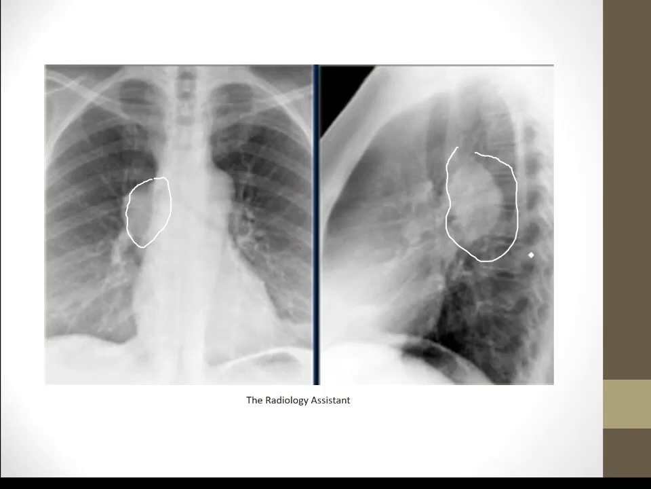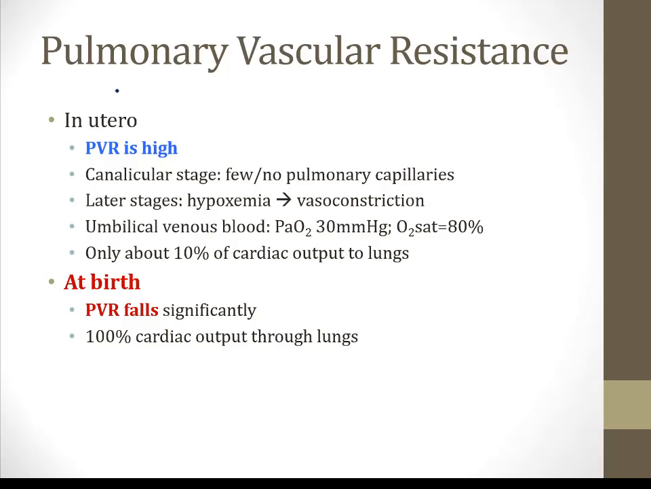As I told you before, this is something radiologists often pick up as an incidental finding. It's in the differential when someone has a lung mass and you're trying to work up whether it's benign or malignant. I'll finish with this slide and talk about pulmonary vascular resistance in utero and after birth.